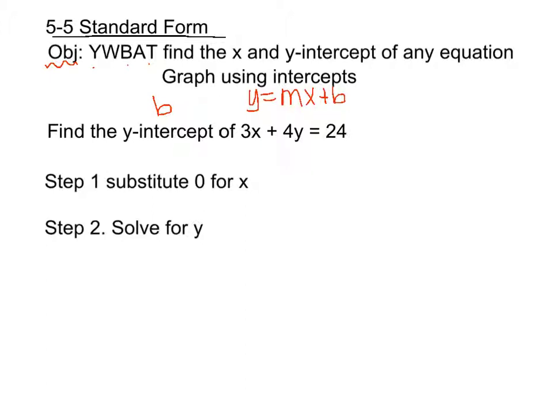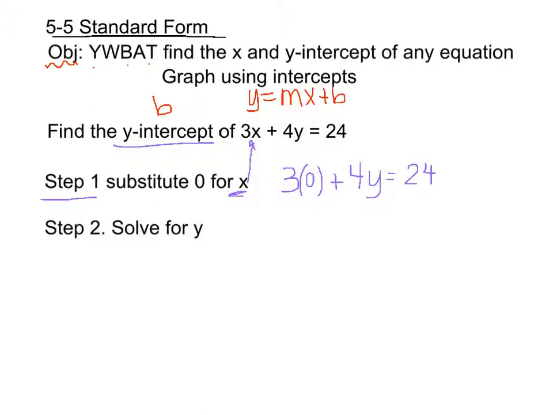I'm going to show you another way. So I'm going to find the y-intercept, and the first thing that I'm going to do is substitute a 0 in for x. If you need to pause the video in order to write that down, pause the video, write it in your notes, and then push play again. So I'm going to write the original equation, 3, but instead of writing an x, I'm going to write a 0, and then I'll just finish out plus 4y equals 24.